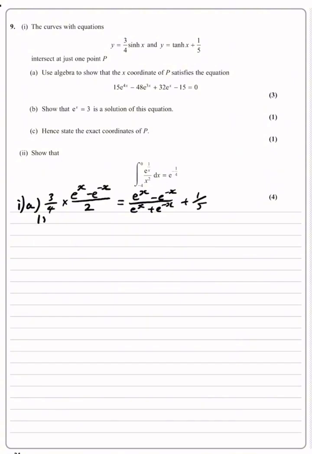To tidy this up, first thing I'm going to do is try and get rid of the fractions. So I've multiplied everything by 40, and that should do enough cancelling. The 3/4 and the half on the left-hand side become 15. Then we've got 40 lots of the hyperbolic tan, and then 1/5 becomes 8.